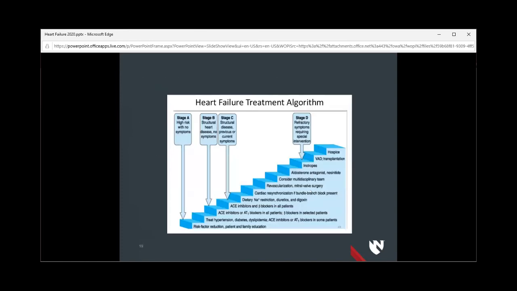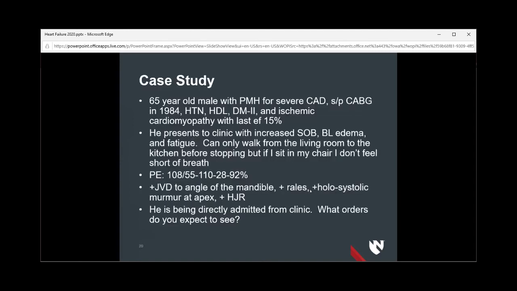This here is a heart failure treatment algorithm. I'll tell you, if you have a patient that's in the hospital for a heart failure exacerbation, they're going to be started on guideline-directed medical therapy and then reevaluated in 3 to 4 months to ensure that their function has improved. Otherwise, they're getting looked at for ICD therapy.